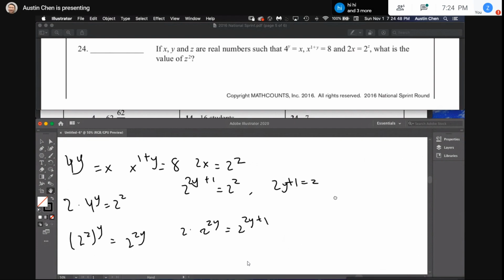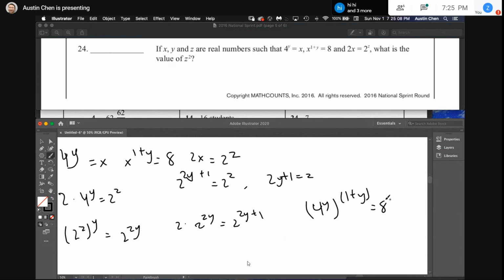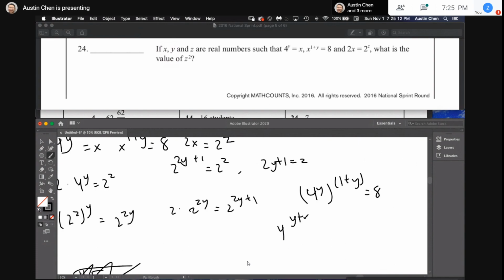And then what? And then maybe substitute x into here as well. So we'll have 4 to the y to the 1 plus y. Oh, 4 to the y, not there. That's okay. 4 to the y to the 1 plus y will equal 8. So this is saying what? This is saying 4 to the y plus y squared equals 8.